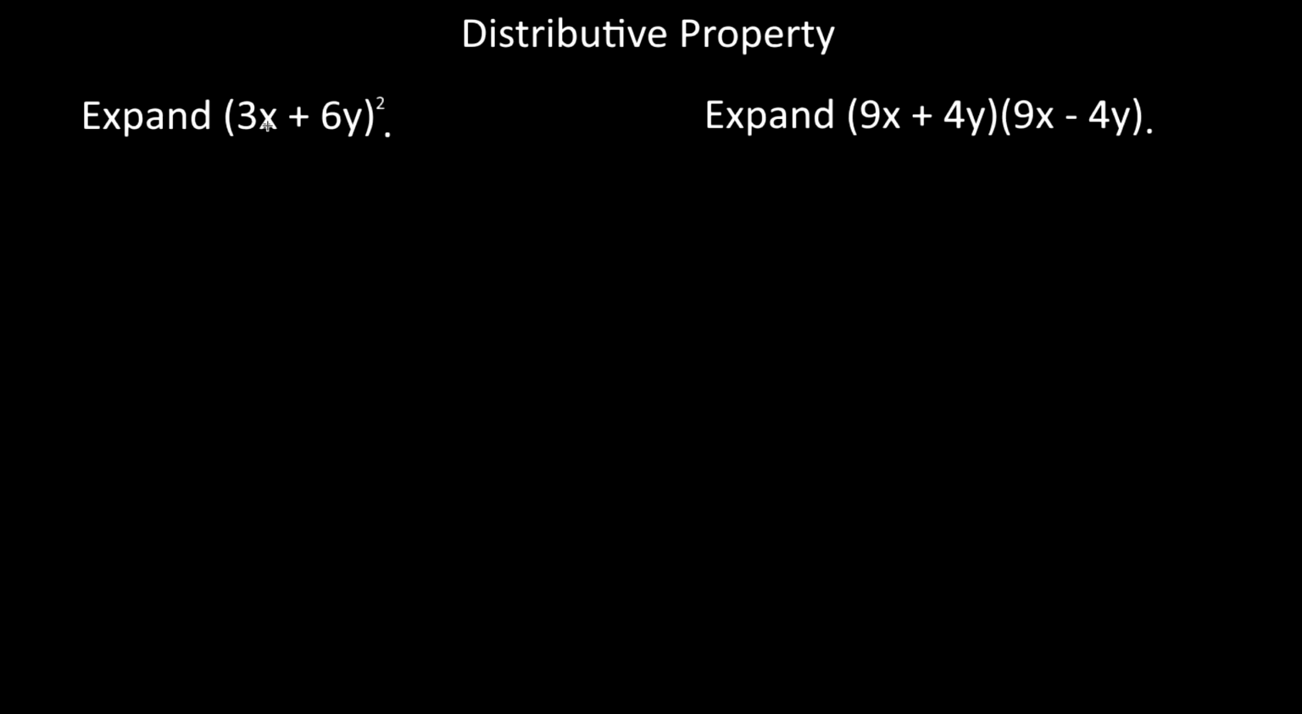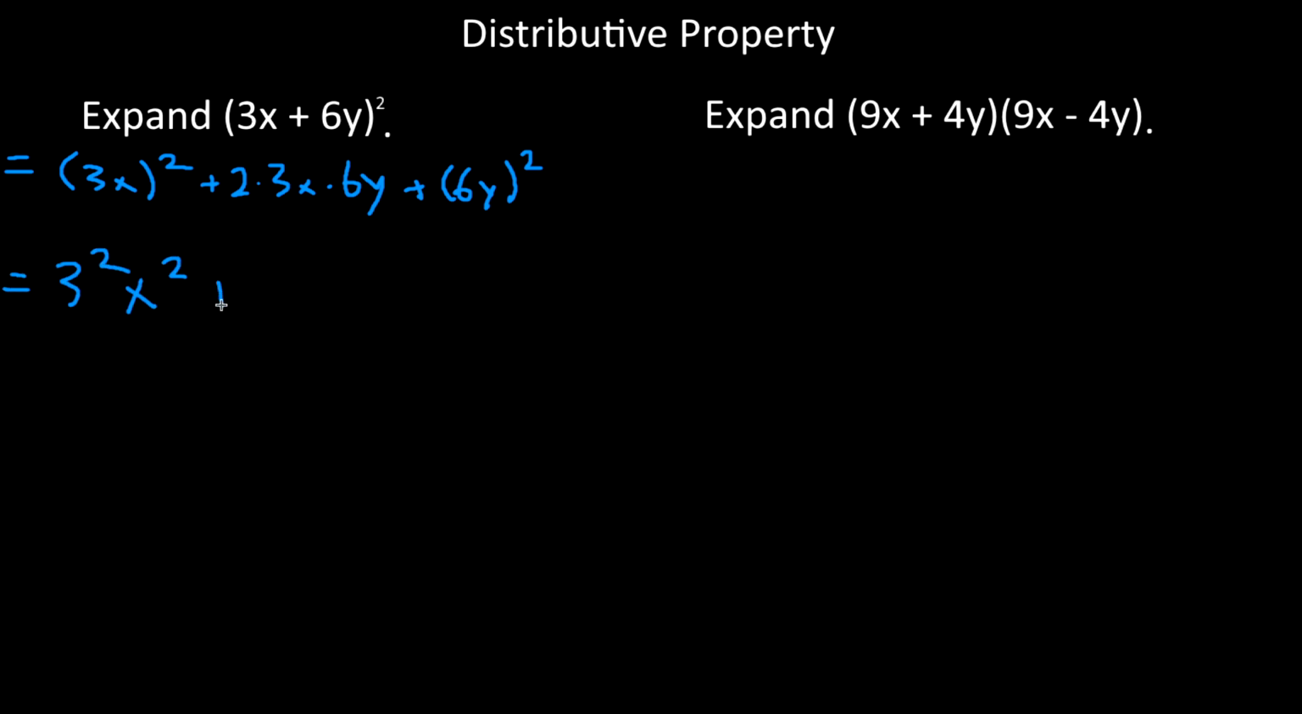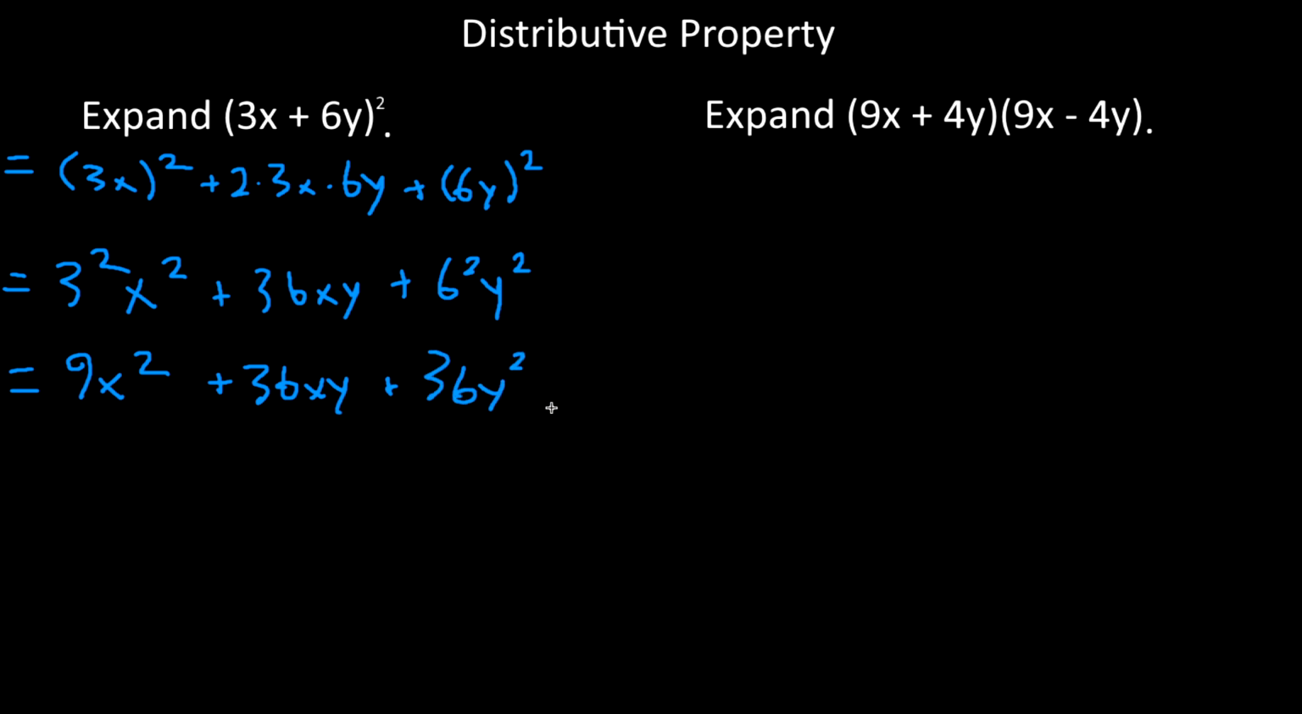Here we want to expand 3x plus 6y squared. We know from the formula that this is equal to 3x squared plus 2 times 3x times 6y plus 6y squared. This is going to be equal to 3 squared x squared plus 2 times 3 times 6, which is 36xy plus 6 squared y squared. We can write this as 9x squared plus 36xy plus 36y squared. And that's it.